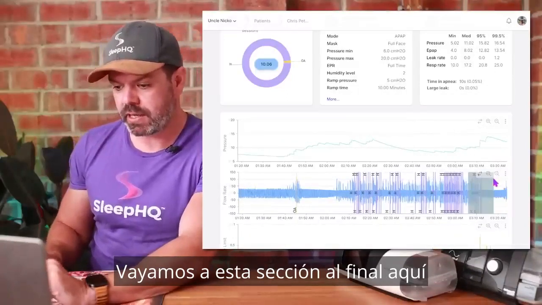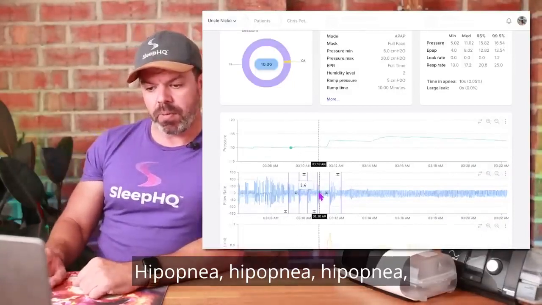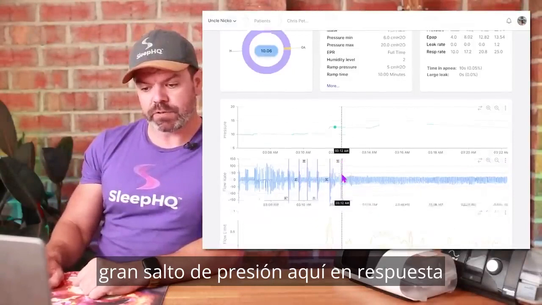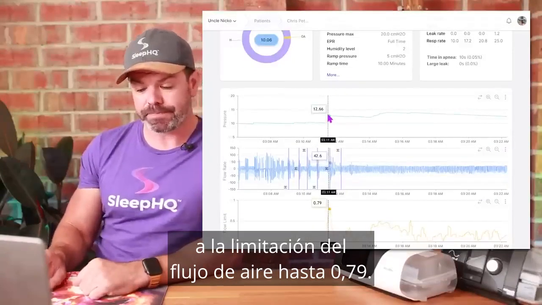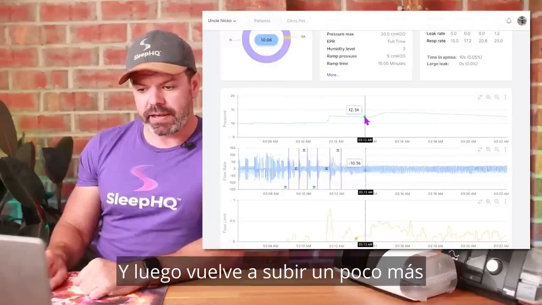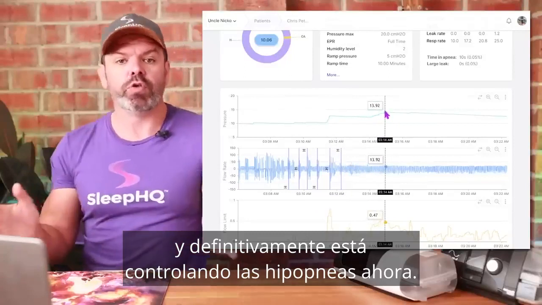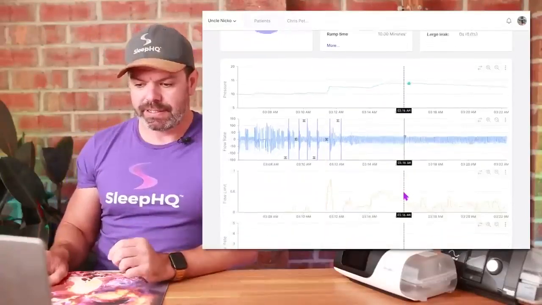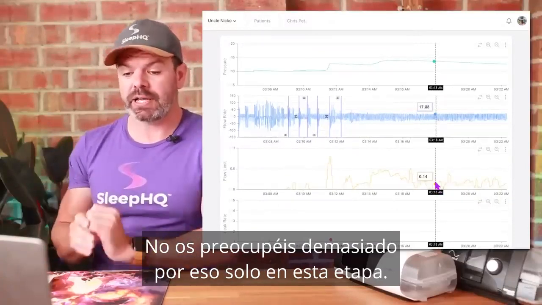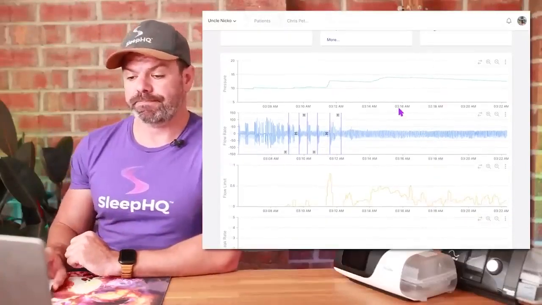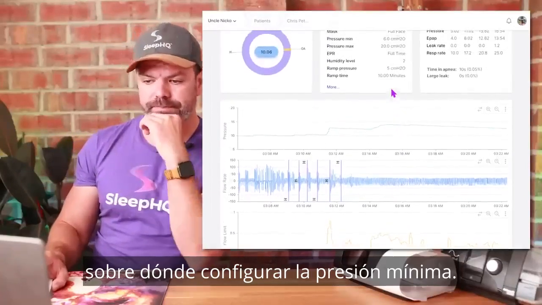Let's come to this section at the end here because this is when breathing stabilizes. Hypopnea, hypopnea, hypopnea. Big pressure jump here in response to the airflow limitation up at 0.79. And then it bumps up a little bit more again, and it's definitely controlling the hypopneas now. There's a lot of airflow limitation. Don't worry about that too much just at this stage. This is just a guide to where to set the pressure min.